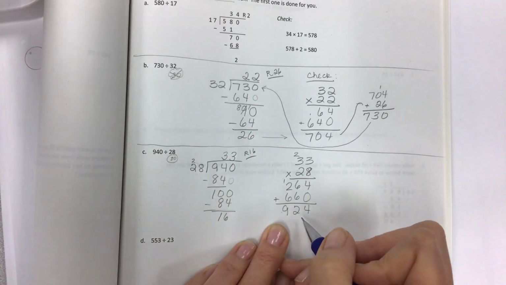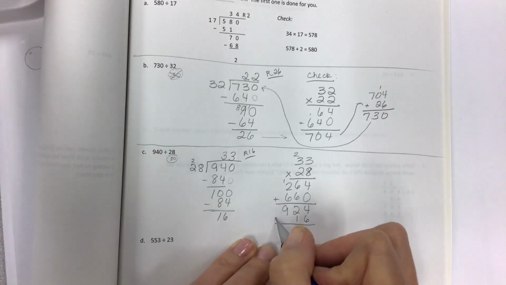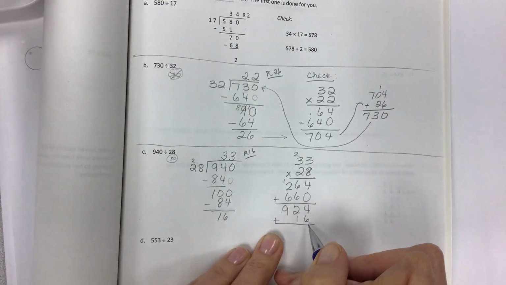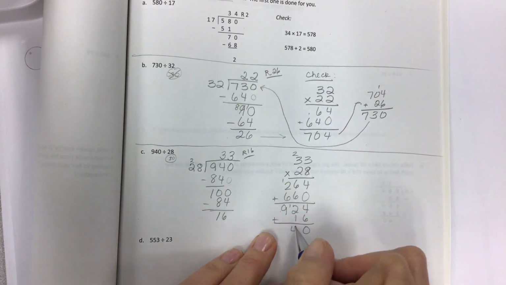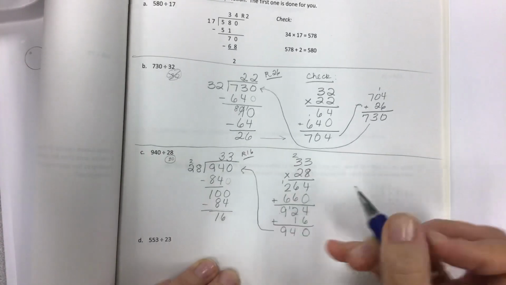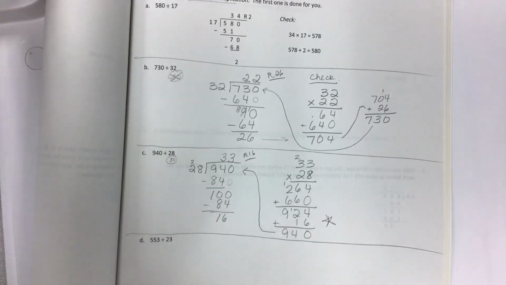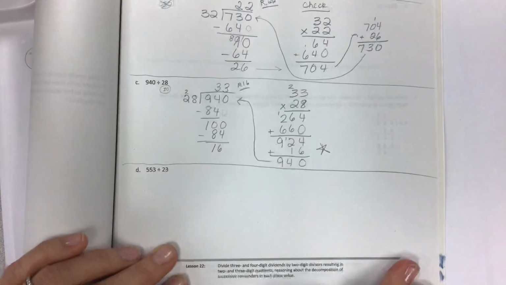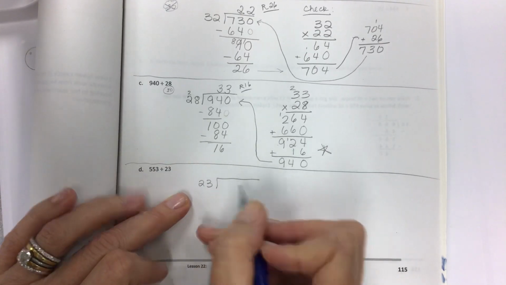Now we have 924, but I also have 16 as a remainder. Since I have a little bit more room here, we're going to keep it all in a row. And 6 plus 4 is 10. 2, 3, 4. 940, and go up and show that you got the answer you started with. And huzzah, time for a celebration. Next one, 23 is our divisor.